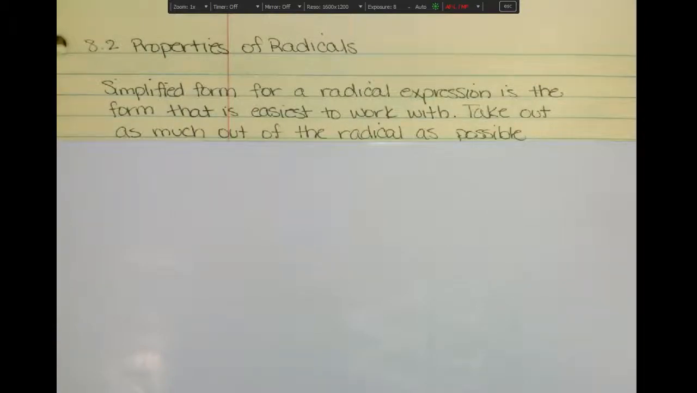We're going to start working with radicals in the simplified form, meaning it's the easiest to work with because anything and everything possible that you can take out of the radical, we have already done so, and then we have simplified any of the coefficients as much as possible.